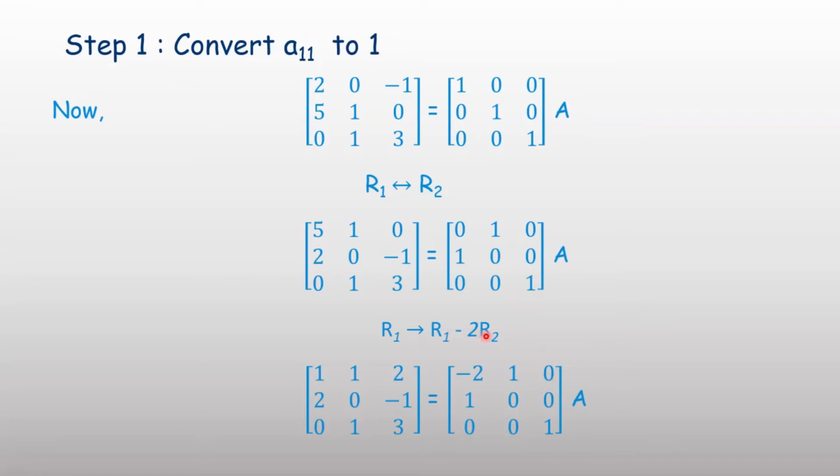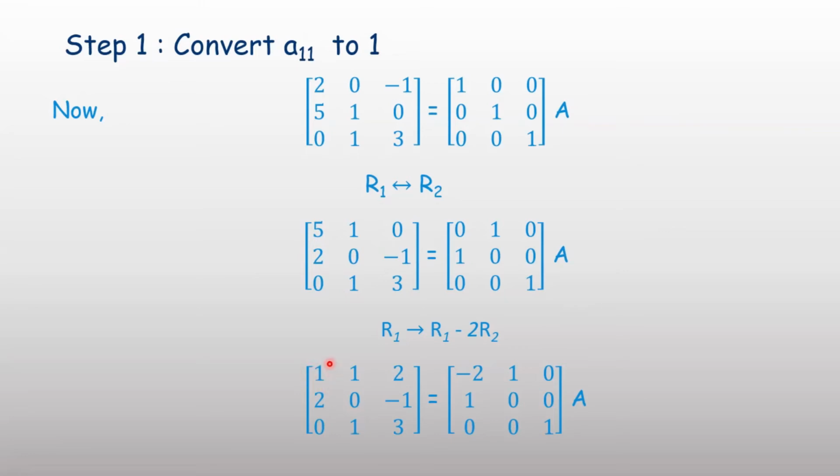R1 replaced by R1 minus 2 R2 implies there is a change in R1 only. R2 and R3 remain the same, no change. So whenever you apply any operation, remember this: if it is written R1 replaced by R1 minus R2, it means there is a change in R1 only. It implies in this step R2 and R3 you can write as they are, no change. Then in R1 apply the property and convert it. Your first task is completed here. You are getting the first element as 1. That is the first step completed.